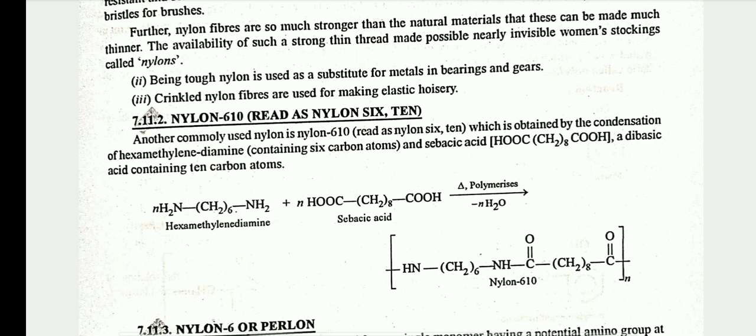Nylon 610. Another commonly used nylon is nylon 610, which is obtained by the condensation of hexamethylenediamine containing 6 carbon atoms and sebacic acid, a dibasic acid containing 10 carbon atoms.